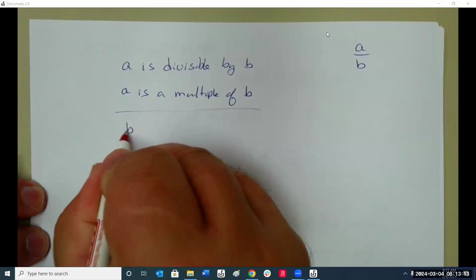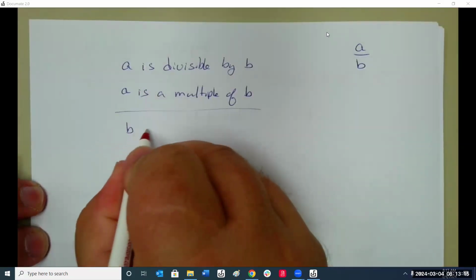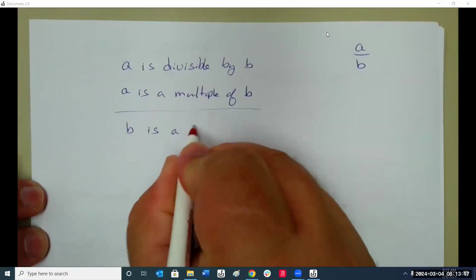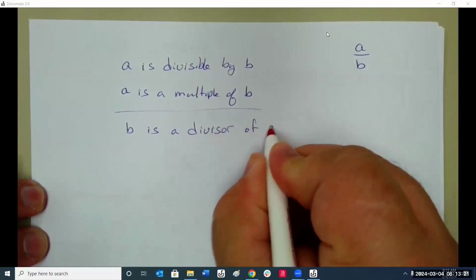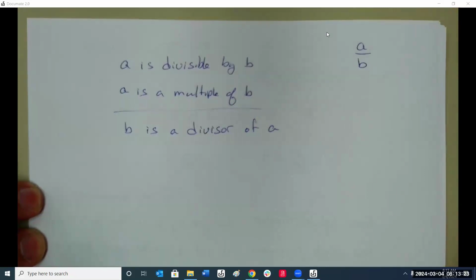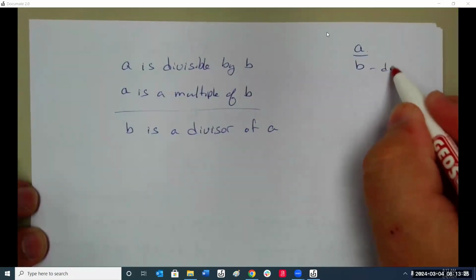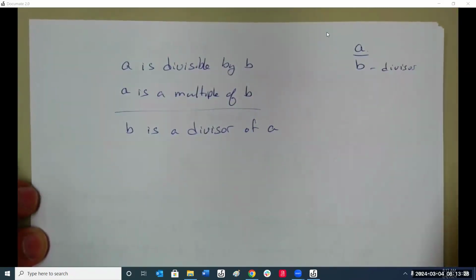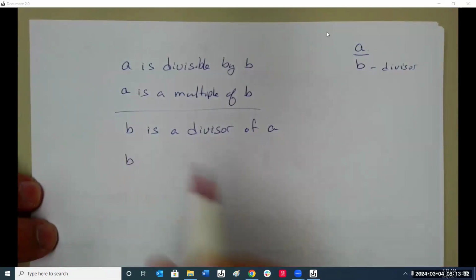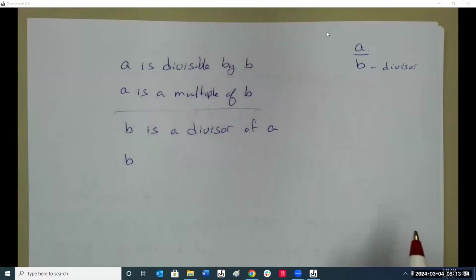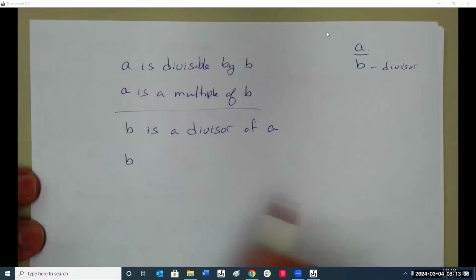Or we can say it backwards. We say B is a divisor of A. B is a divisor of A. That's what its name is. This is what's going to help us also in the next coming sections.